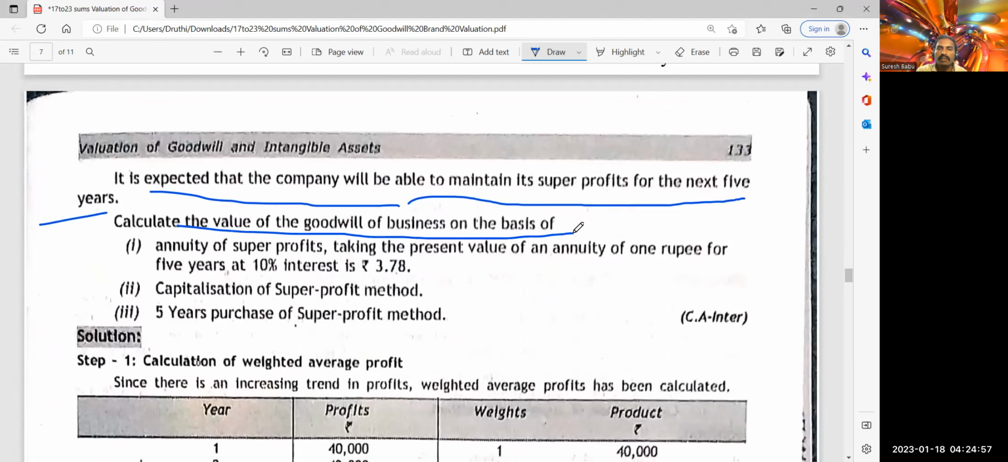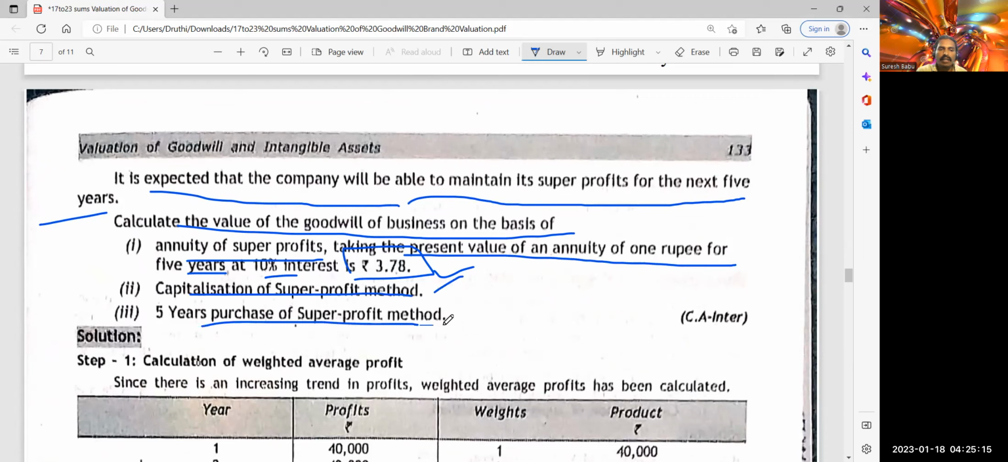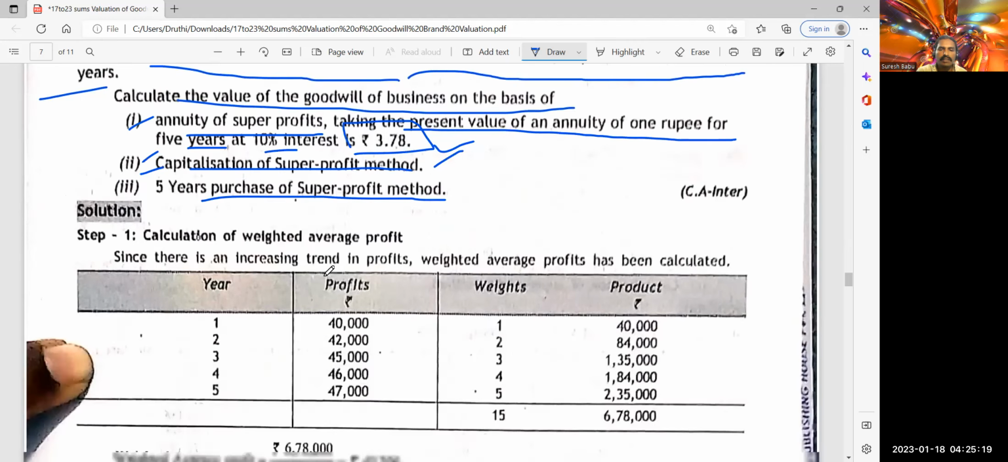Calculate the value of the goodwill of the business on the basis of annuity of super profits, taking the present value of an annuity of 1 rupee for 5 years at 10% interest rate as 3.78. They have given the annuity value, you need not calculate. So capitalization of super profits method and 5 years purchase of super profit. 1, 2, 3. Right? Now let us see.